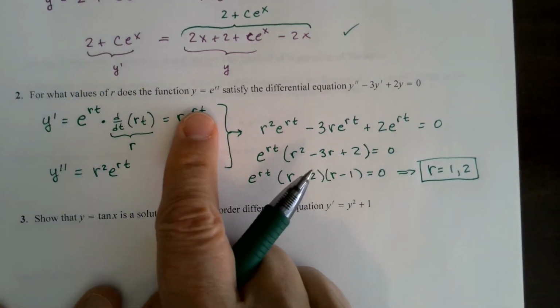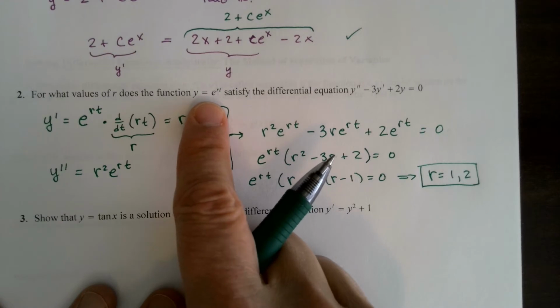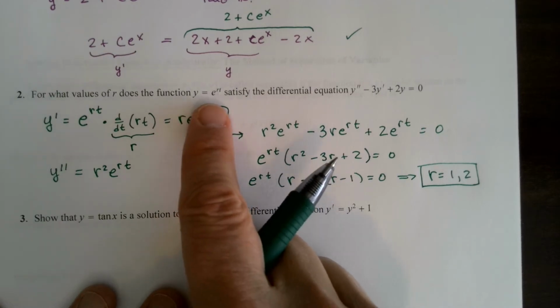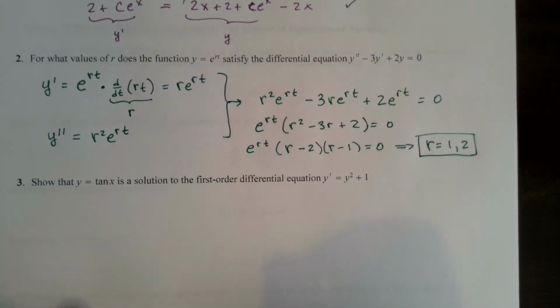So I've got actually two forms of a solution to this. I've got y equal to e to the t, and y equal to e to the 2t. Both of those will satisfy this differential equation. Pretty cool stuff. Let's do one more.